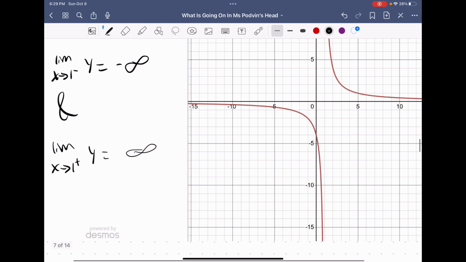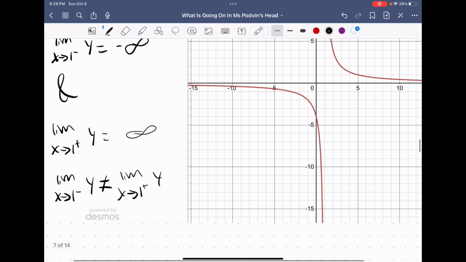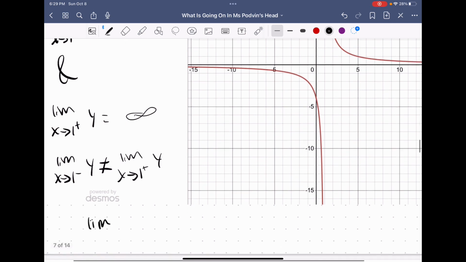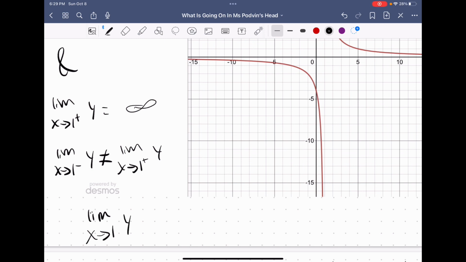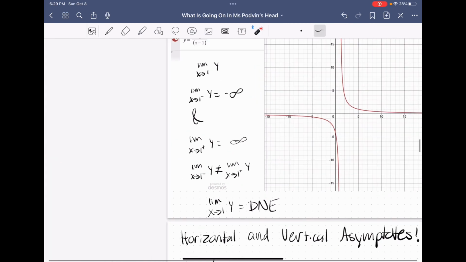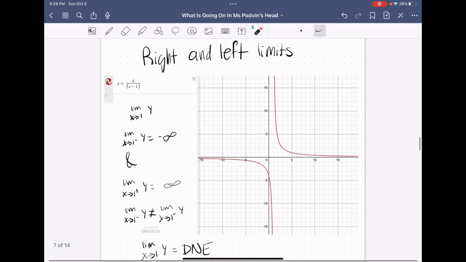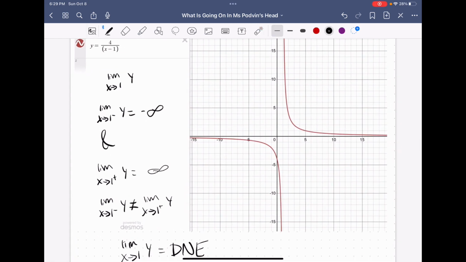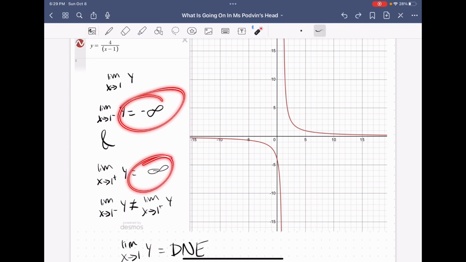Because the limit as x approaches 1 from the left of y does not equal the limit as x approaches 1 from the right of y, we can say that the limit as x approaches 1 of y, just in general, does not exist because the left and right limits do not equal each other. Now, we will find out later in a different video that when we have a limit as x approaches some number that is equal to negative infinity or positive infinity, that actually correlates with a vertical asymptote.